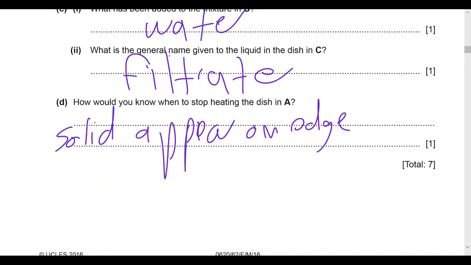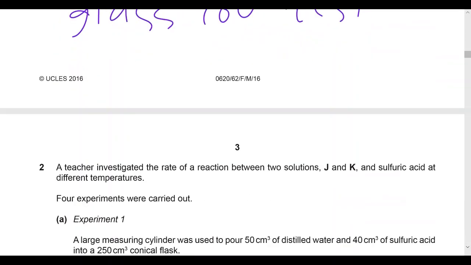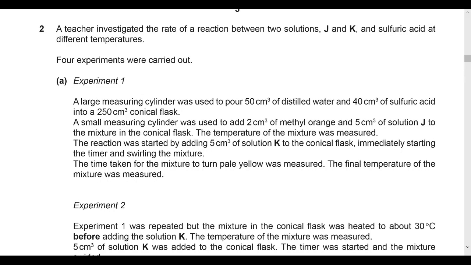When you scratch the solid with this glass rod, if there is something stuck on the glass rod, that means it's still hydrated. You need to continue to heat this calcium chloride. If there is nothing stuck on the glass rod, that means it's totally dried. So you can say solid appears on the edge of the watch glass, or just glass rod test. This is question 1.